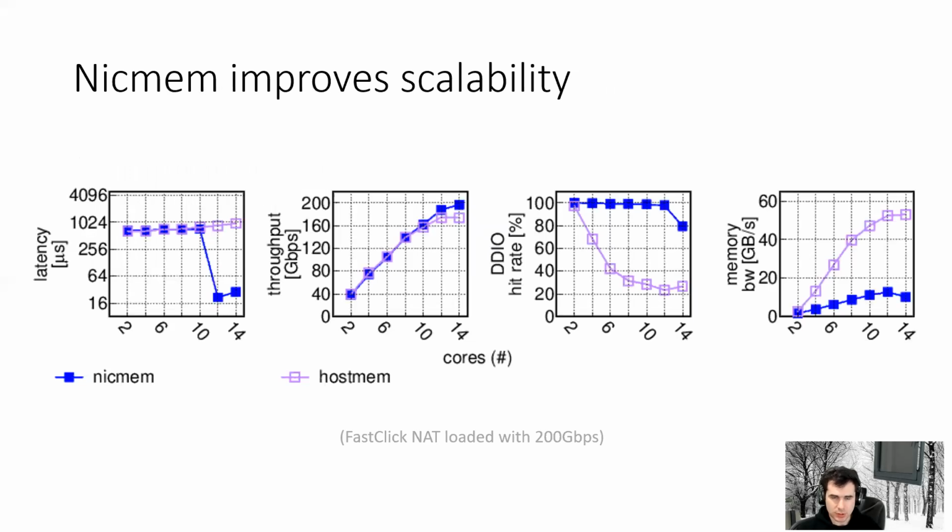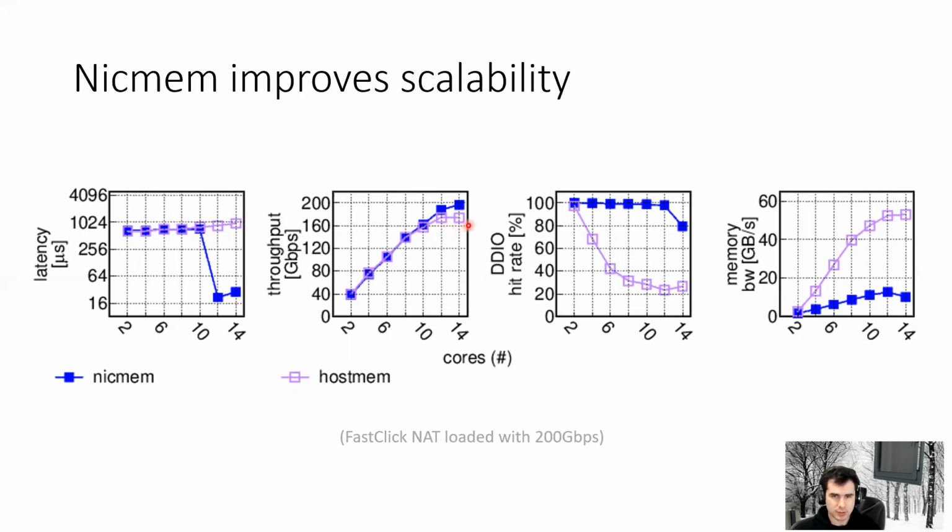Okay, so to show scalability, we run a FastClick NAT-based network function, and we load it with 200 gigabits while we vary the number of cores. And so, as we can see in the results, both throughput and latency, hostmem never achieves line rate. What happens is that initially, hostmem throughput increases linearly, but it starts to decrease until eventually it stalls, and the throughput is the same between 12 and 14 cores, which are the last two measurements.